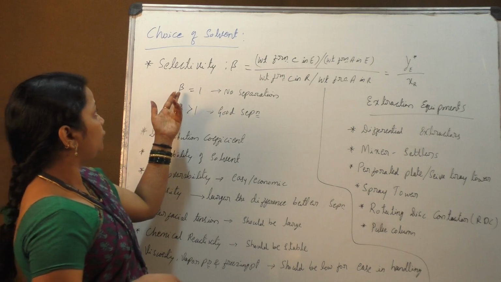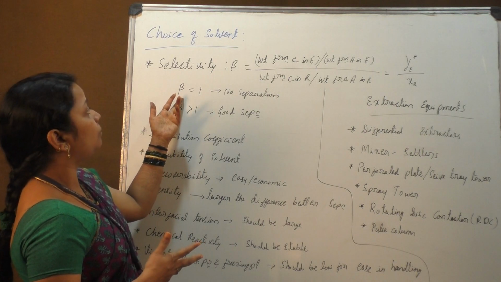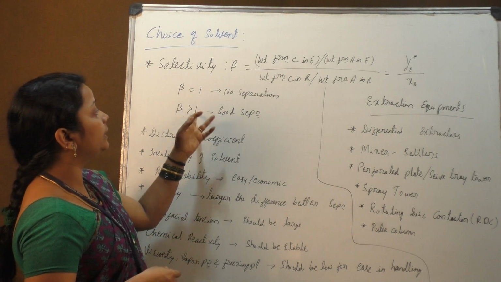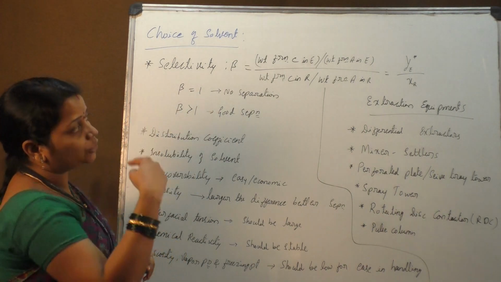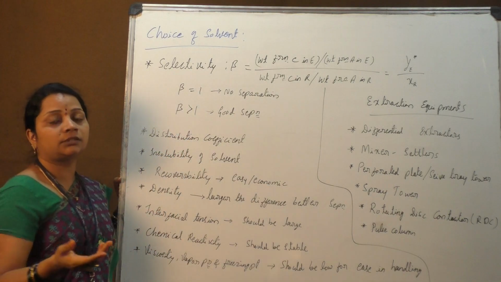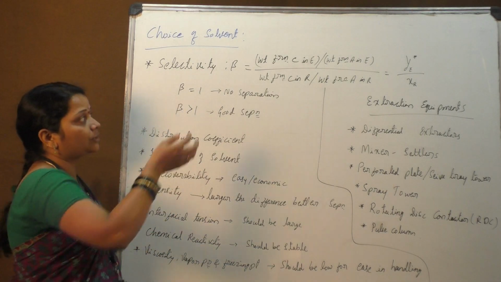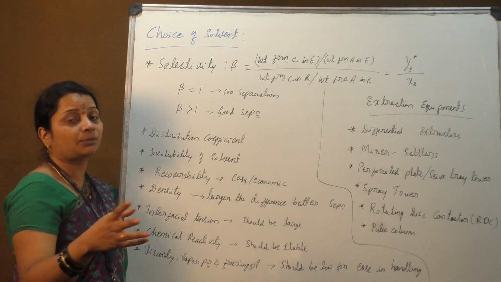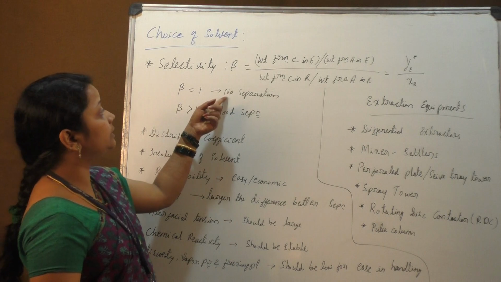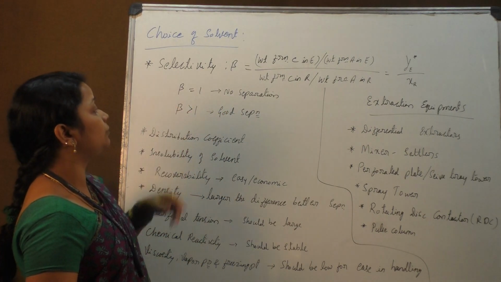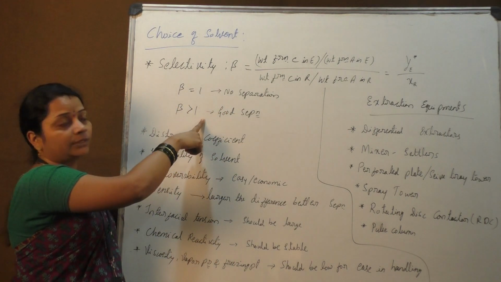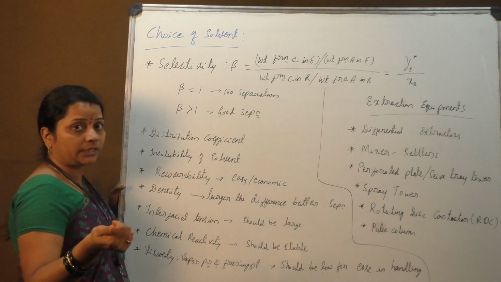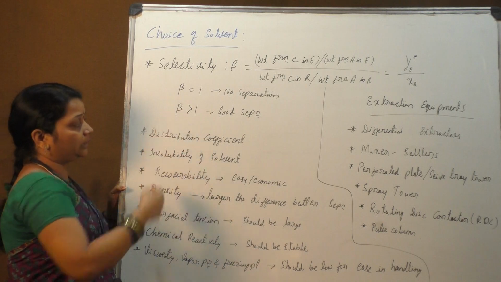And for better selectivity, its value should be greater than 1. If that ratio is greater than 1, it indicates very good separation. If it is equal to 1 or less than that, it is very difficult to separate the component. That is what the beta value indicates. So the more the value exceeds unity, the better the separation. Whenever you select the solvent, you have to check this selectivity.